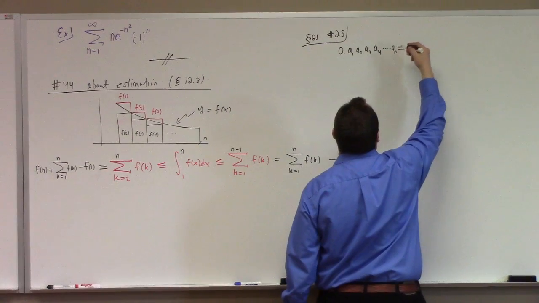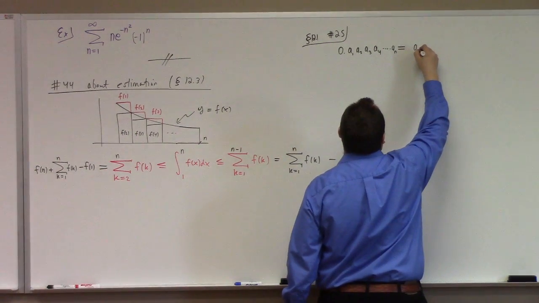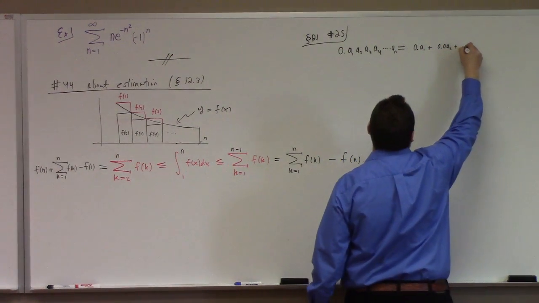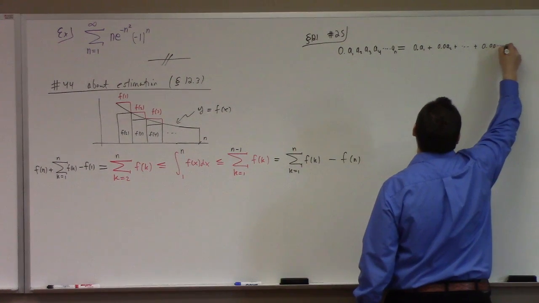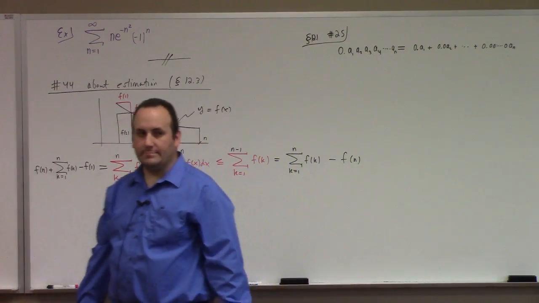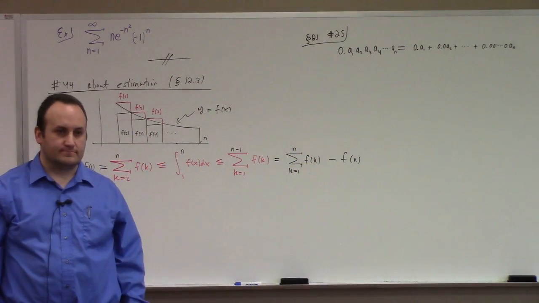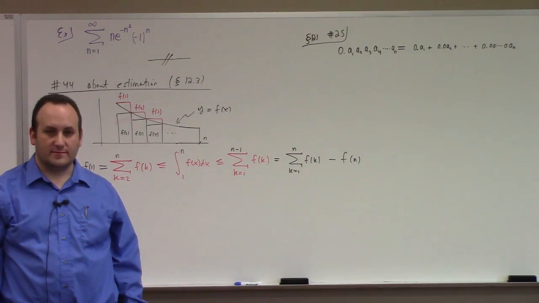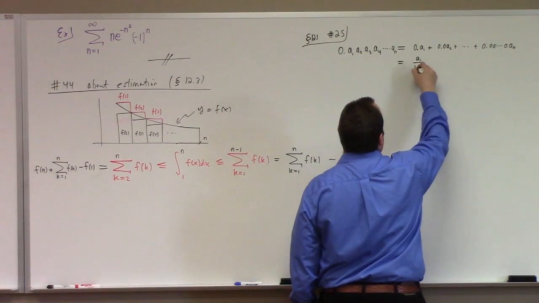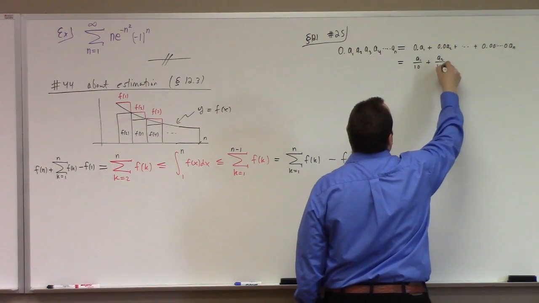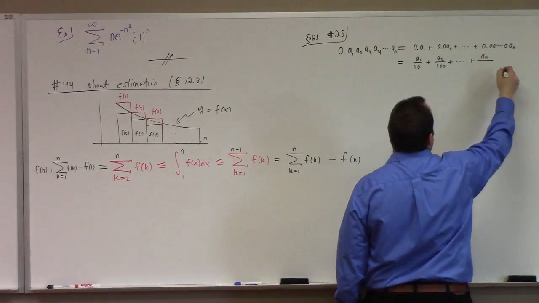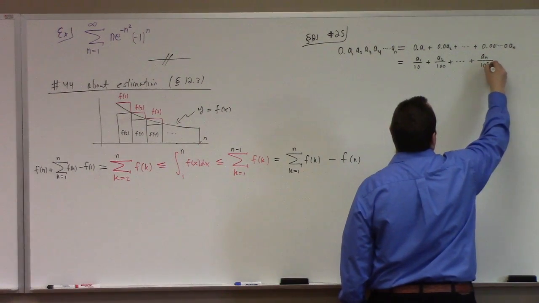So of course, you can rewrite this as 0.A1 plus 0.0A2 plus ... plus 0.00, however many zeros you need, AN, right? And then this is really like A1 over 10, plus A2 over 100, plus ... plus AN divided by what? 10 to the n.